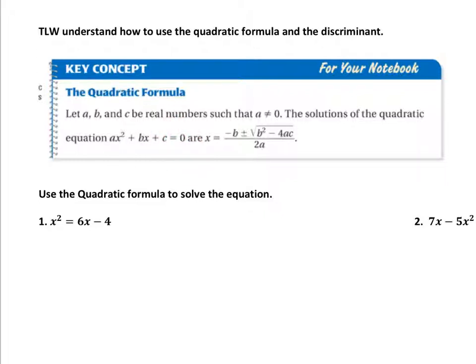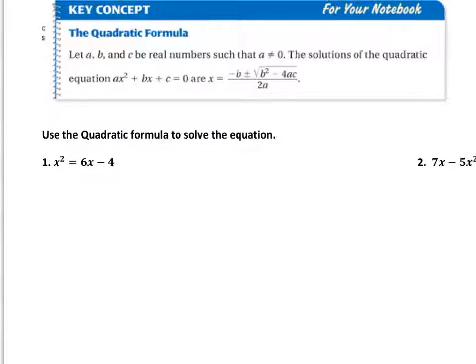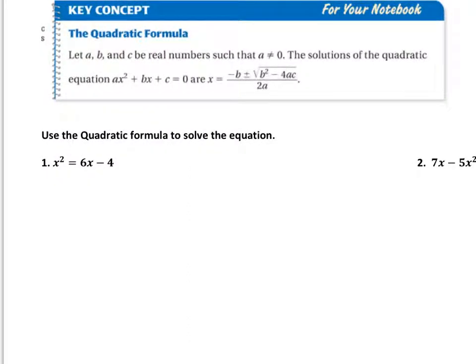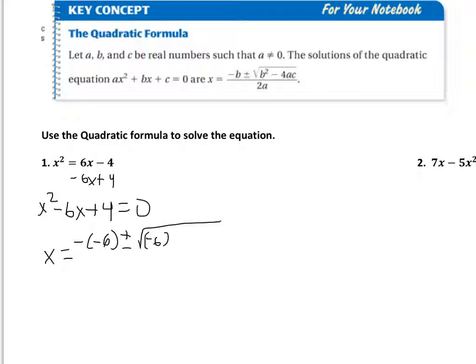So if we look at this first problem, we need to get it equal to 0. I want to keep x squared positive still. So I'm going to subtract the 6x and add the 4 over to the other side. Now set it up. X equals negative b plus or minus the square root of b squared minus 4 times a times c, all over 2 times a.